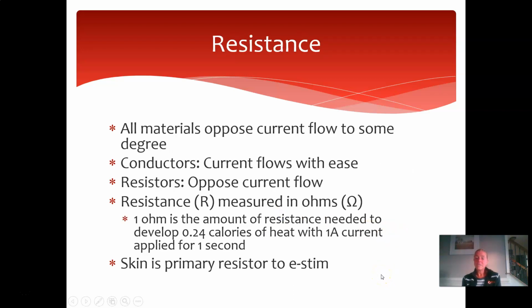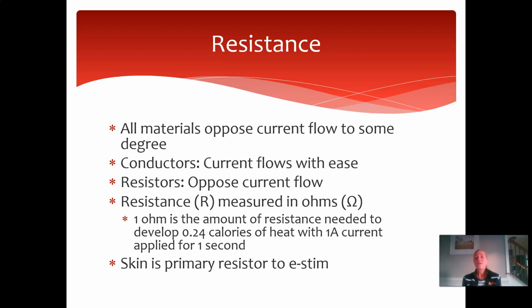Resistance. Again, all materials are going to oppose current flow to some degree. Conductors allow electricity to flow with ease. Resistors do not; resistors are going to oppose current flow to some degree. Resistance is measured in ohms, so do remember that. You don't need to remember the specifics, but 1 ohm is the amount of resistance needed to develop 0.24 calories of heat with a 1 amp current applied for 1 second. Again, that's a lot. Don't worry about that.